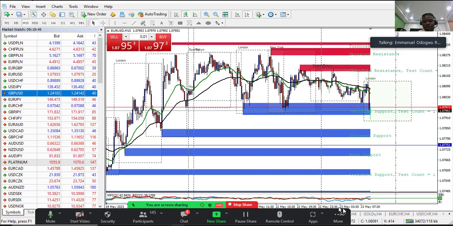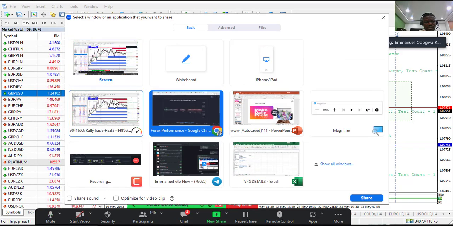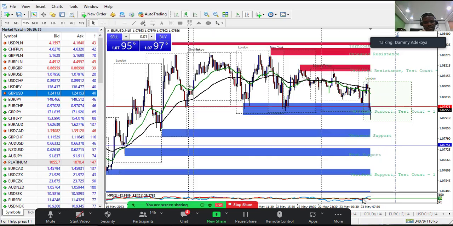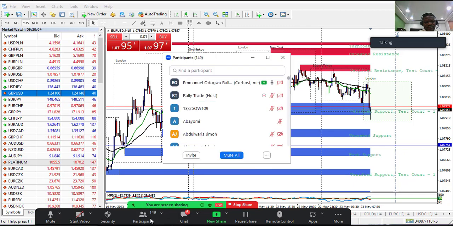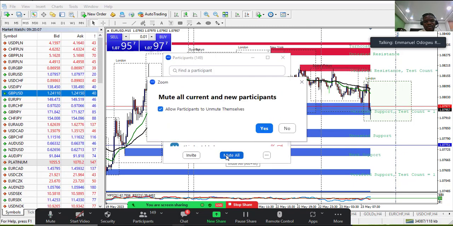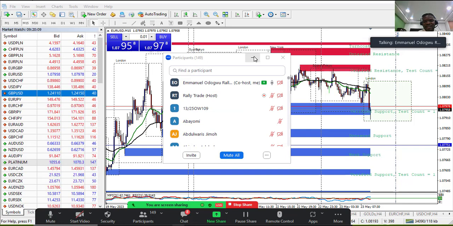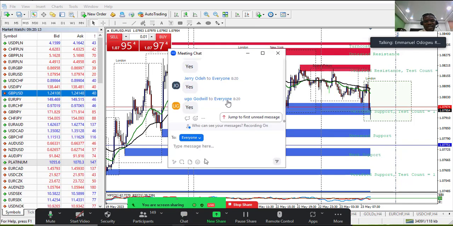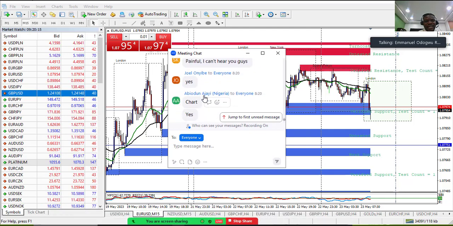So let me share my chart, please. I've been able to share my chart. Please indicate if you can see my chart. Please try and mute your audio, please. I've muted it for you, okay? So please indicate if you can see my chart. Just type chart. Yes, yes, you can see my chart. Thank you, thank you.